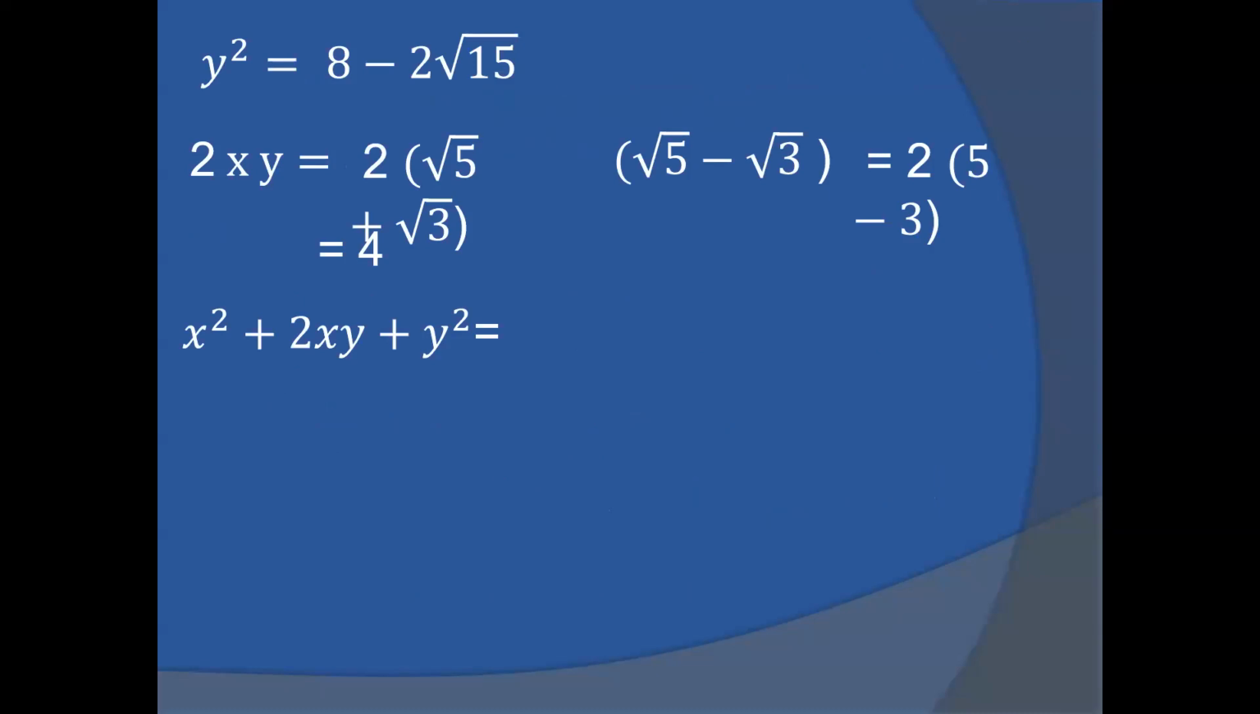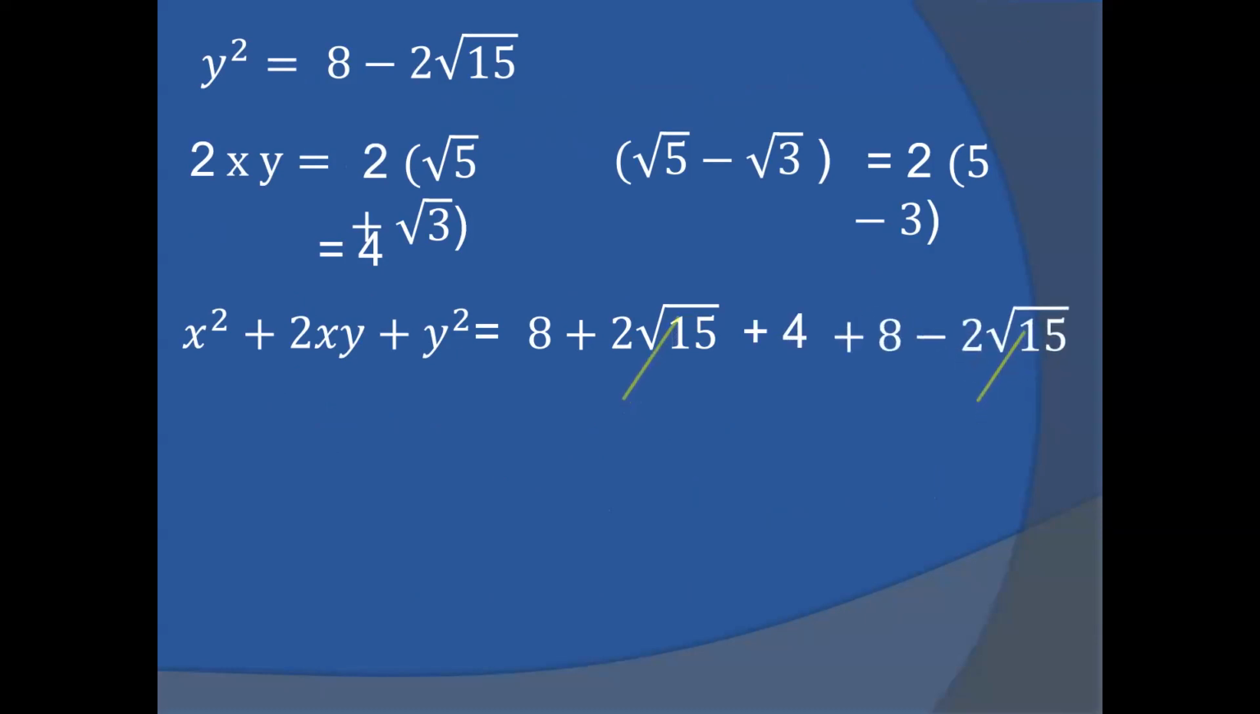We will explain it again. If I have x squared plus 2xy plus y squared, how can I solve it? Another solution: x squared plus 2xy plus y squared, I can make it x plus y all squared. So I make x squared first.